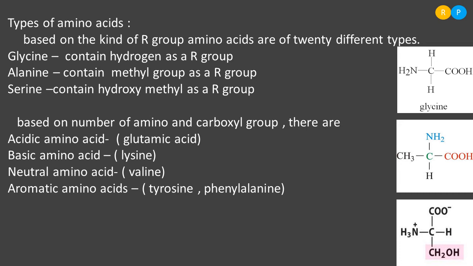So these are the different kinds of amino acids. They are divided based on the kind of variable group they have, and also based on the number of amino and carboxyl groups. So children, there is one more criterion for the differentiation of amino acids, that is nothing but essential amino acids and non-essential amino acids. I will explain that when we are discussing biomacromolecules.